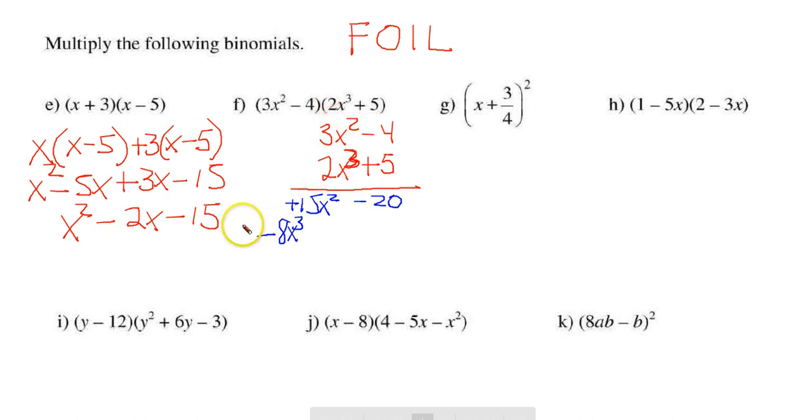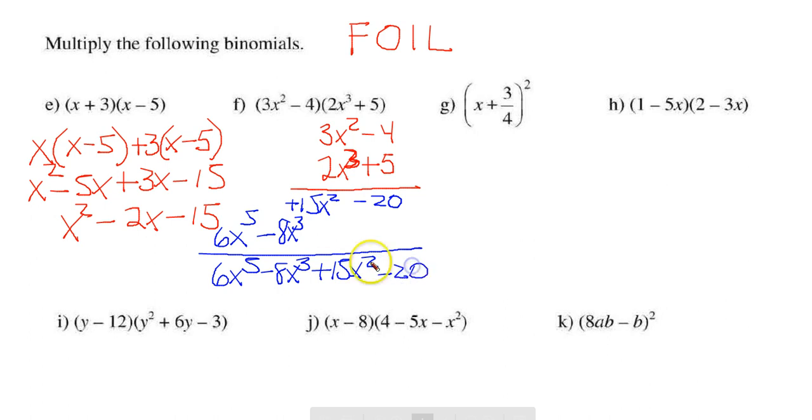Now this times this gives you a 6 x to the fifth. Now there were no like terms here, so now you just bring them down. 6x to the fifth minus 8x to the third plus 15x squared minus 20. So that's pretty straightforward. Now this one's a little tricky. So we could set this up. We could set it up vertically too.